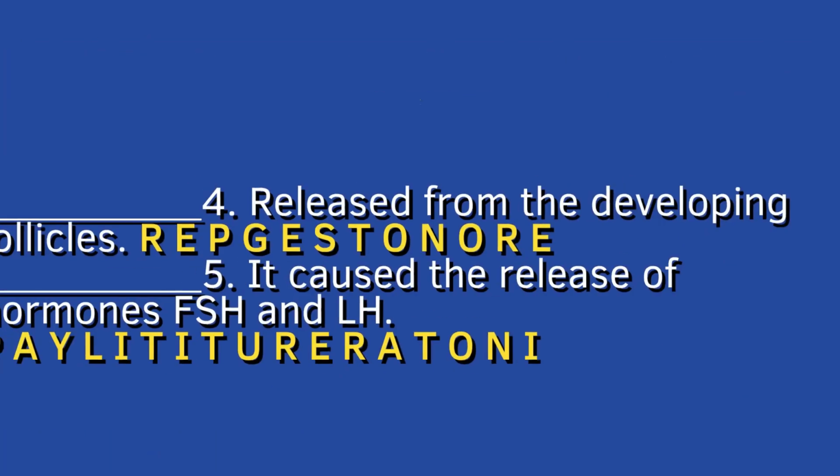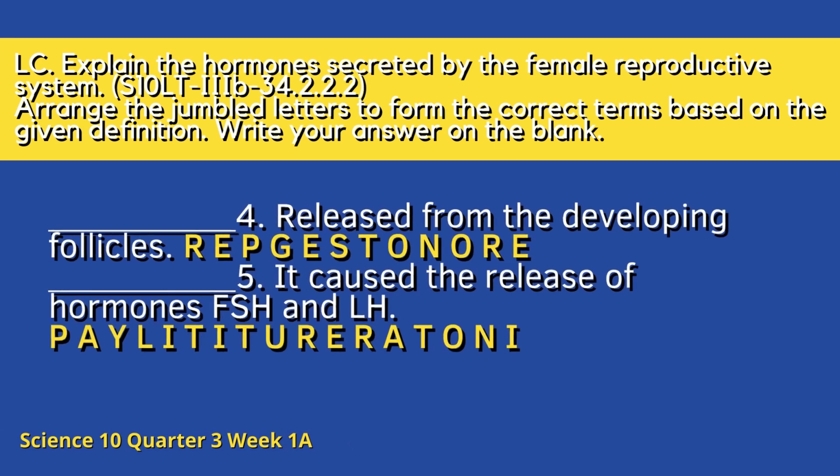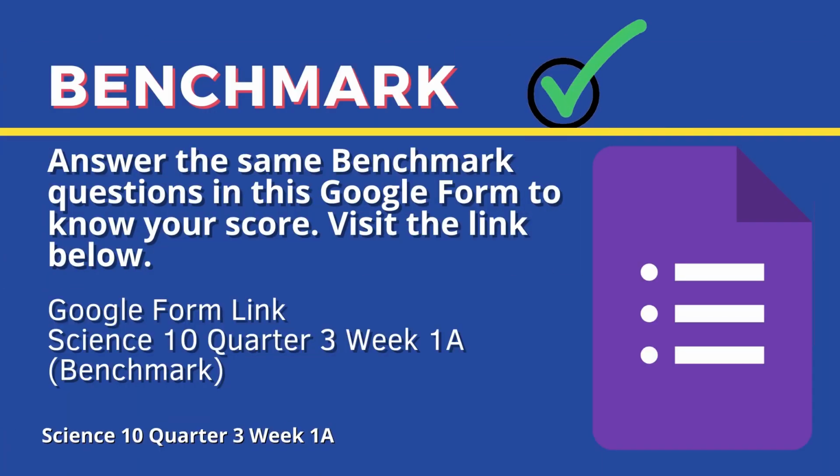Number 4. Released from the developing follicles. Letters R, E, P, progesterone. Number 5. It causes the release of the hormones FSH and LH. Letters P, I, T, U, I, T, A, R, Y. Answer the same benchmark questions in this Google form to know your score.